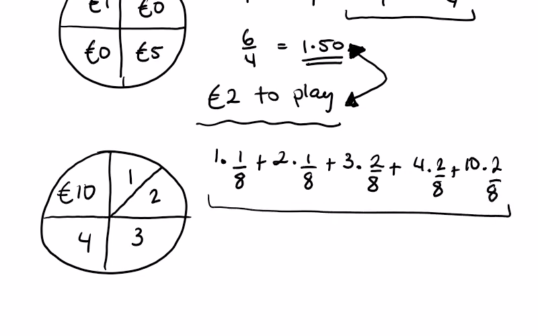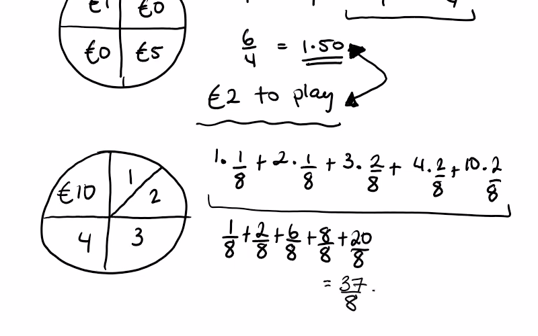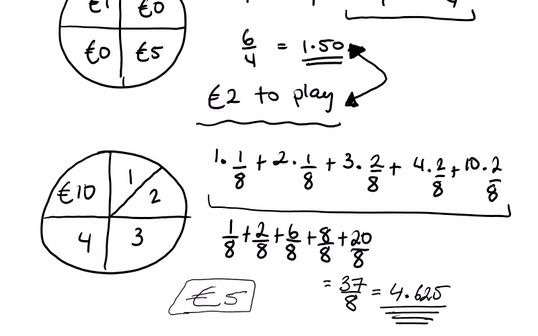So what do we have? All of these added together will give us the value of this game. 1/8 plus 2/8 plus 6/8 plus 8/8 plus 20/8. It's going to give me 28 and 9, which is 37/8, which is 4 and 5/8, 4.625. So how much would you charge for this game? You'd obviously have to charge more than 4.625. Probably €5 will be a correct answer if you're asked how much to charge for this game.